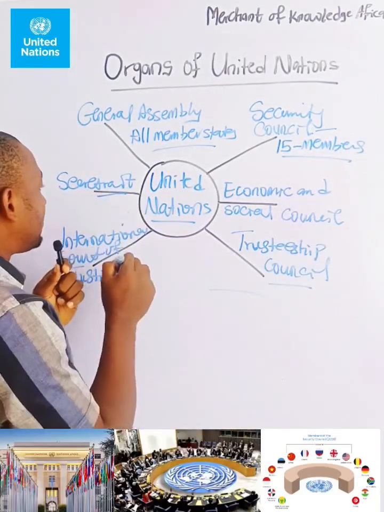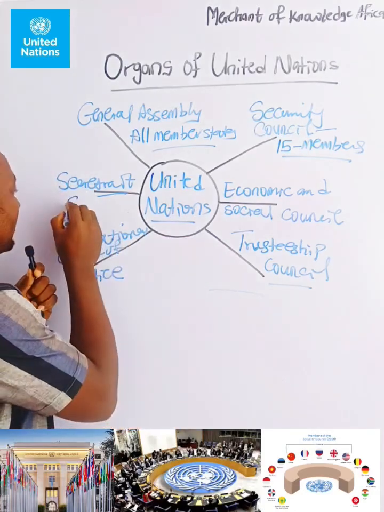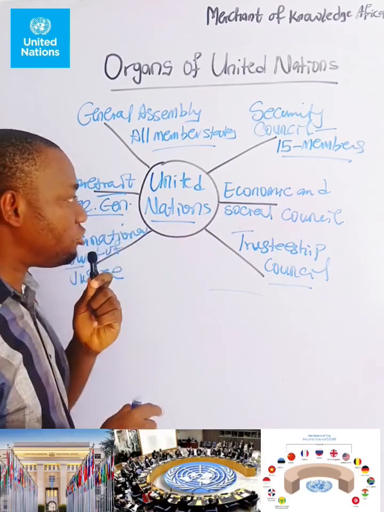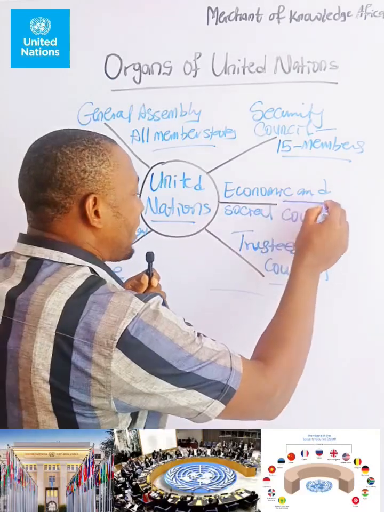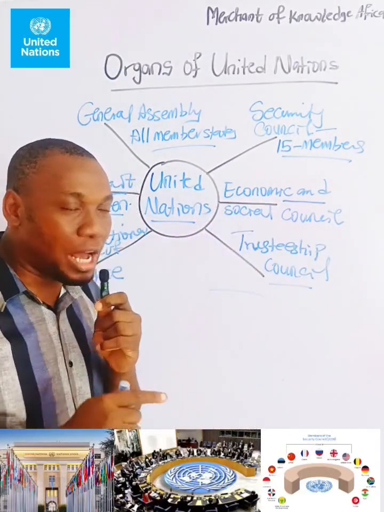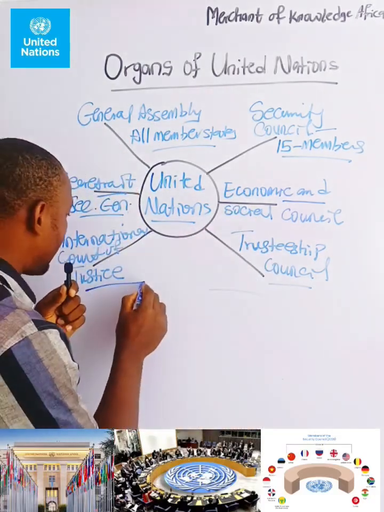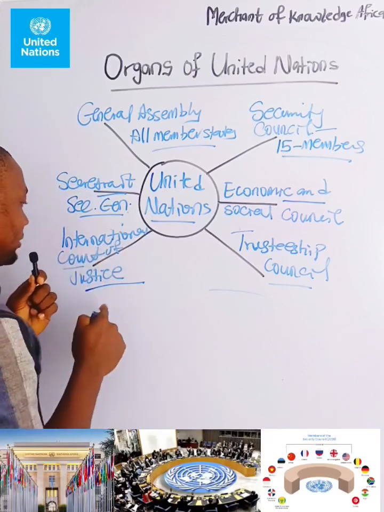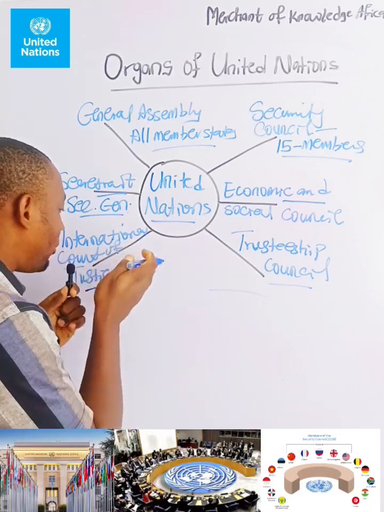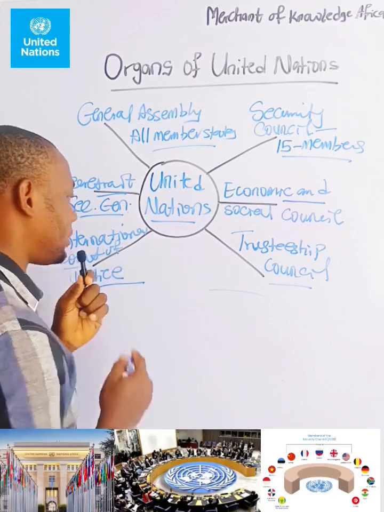The Secretariat is the administrative arm led by the Secretary General. This is the administrative arm. The Economic and Social Council manages economic, social, and environmental issues. Now, let's consider International Court of Justice. The International Court of Justice is the judicial body for settling legal disputes between states.